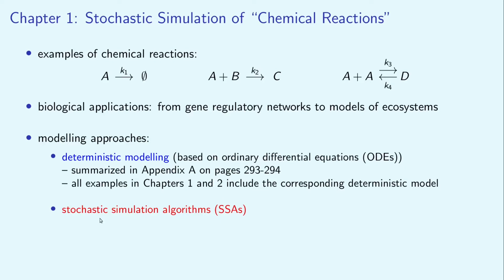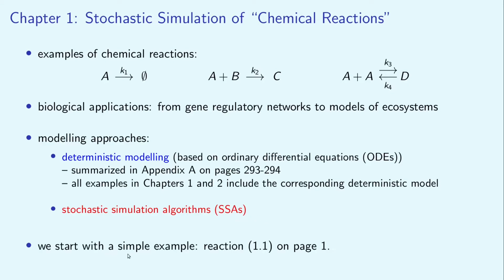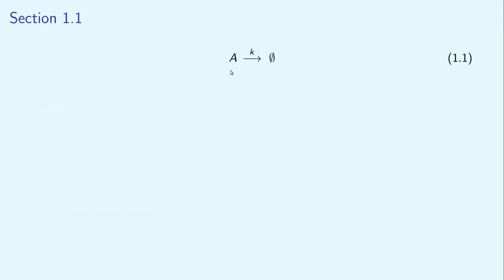We will introduce stochastic simulation algorithms, abbreviated as SSAs. We start with a simple example, a single chemical reaction on page 1. This chemical reaction describes a single chemical species called A, which is removed from the system with rate k. In what follows, this mathematical symbol, empty set, will denote all chemical species which we do not explicitly model.